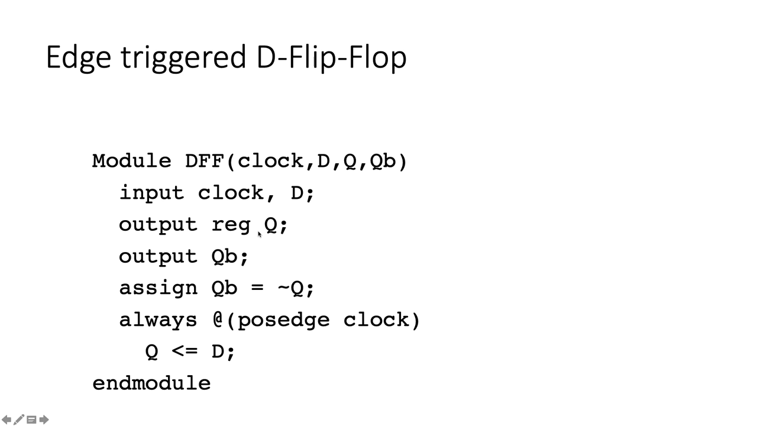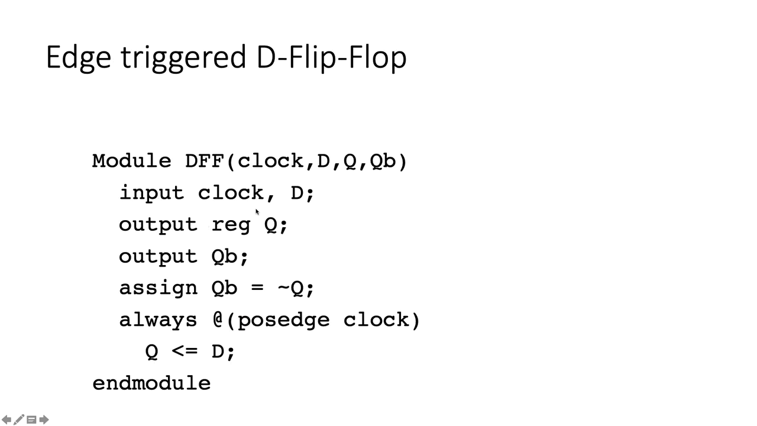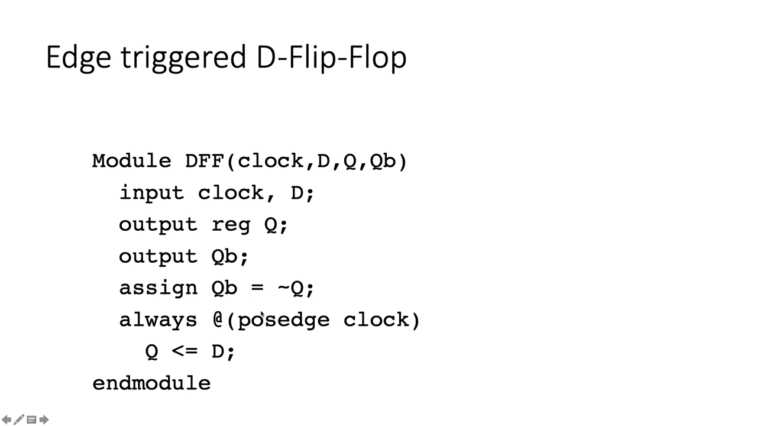In order to play around with an edge triggered D flip-flop, you can define a simple module as D flip-flop, which has clock, D, Q, and QB, so these signals. You're going to input your clock and D, the output would be reg of Q. So these are the inputs, and this is the output. And you assign QB to the negated Q, and this block is the always. So you assign D to Q here. It's better to play with the code to understand better, because these are just definitions for now.